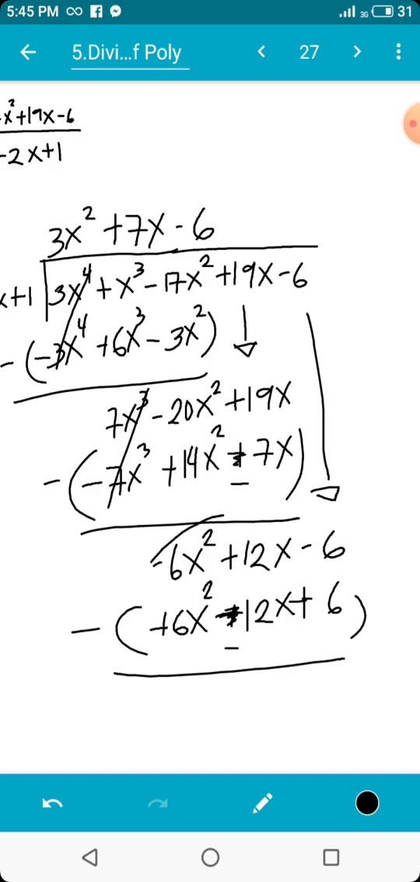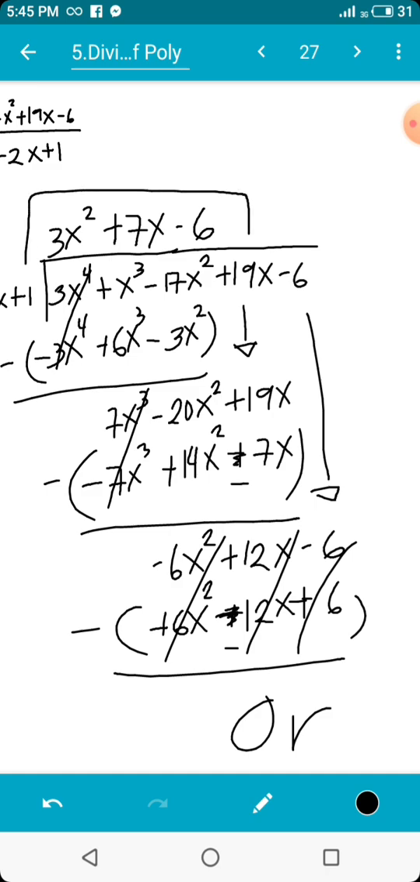Okay? So, positive and negative 6x squared canceled. Positive and negative 12x canceled. Negative and positive 6 canceled. So, that is 0. So, yan yung remainder natin. So, therefore, ito ang ating quotient. 3x squared plus 7x minus 6. Okay?